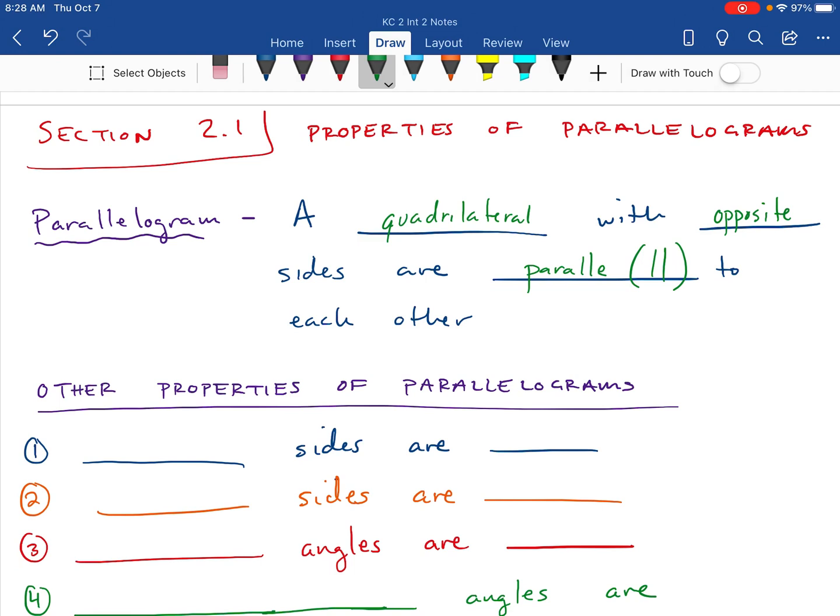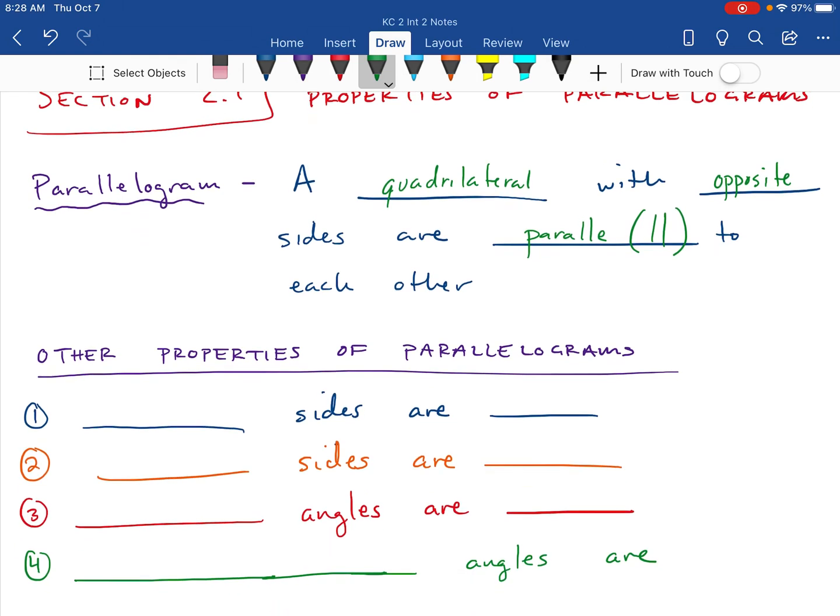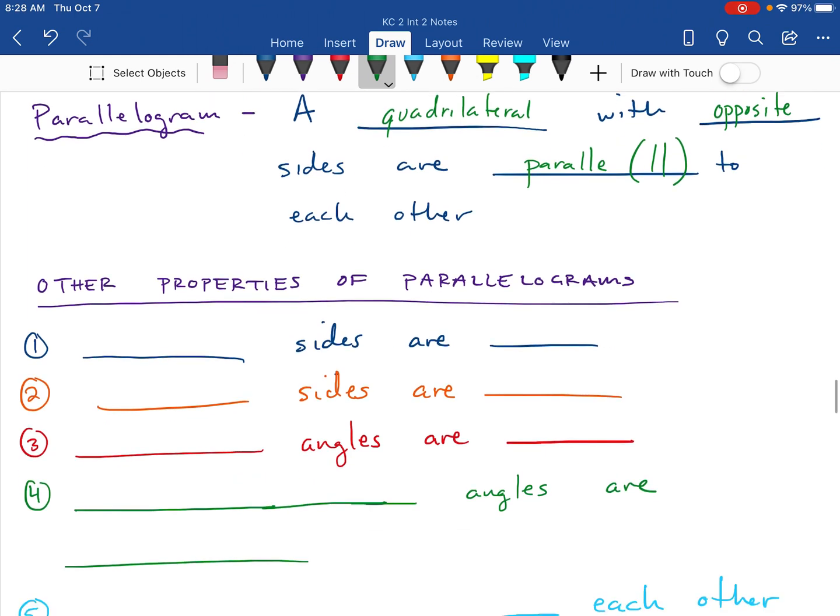Now, a parallelogram has a number of different properties that are true. Okay, so besides them being parallel, that's actually the first one, so we can write that again, right? Opposite sides are parallel. That's from the definition. Now, we also have that opposite sides are congruent. Okay, so if you have one side is equal to 10 centimeters, the other side has to be equal to 10 centimeters as well.